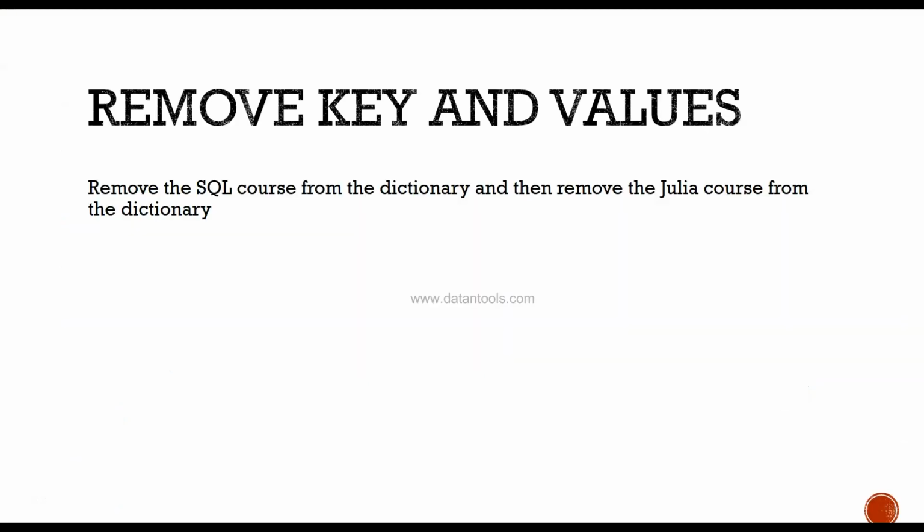Okay, quiz time. Remove key and values, and the instruction is here. Remove the SQL course from the dictionary and then remove the Julia course from the dictionary. If you find it difficult to remove it, then just watch the video again where I have explained this particular topic. Also, if you still find difficulty in removing it, then let me know in the comments.